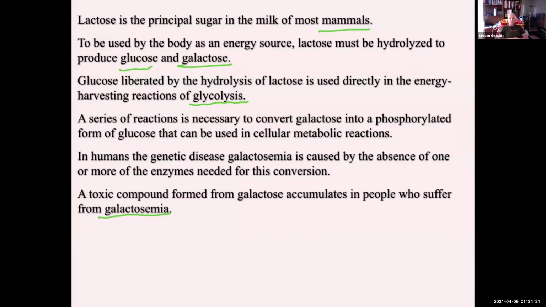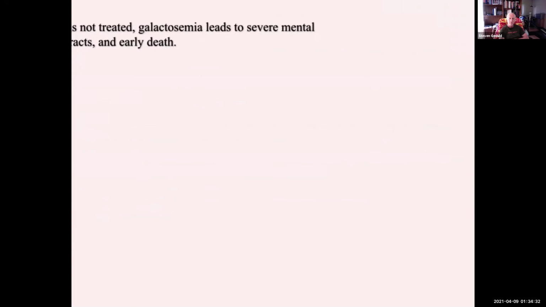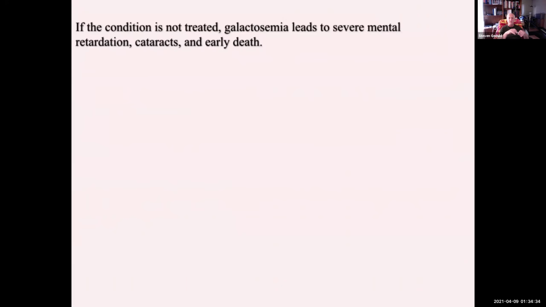So you're able to break the 1,4 linkage. You can use the glucose, but you cannot use the galactose. You can't phosphorylate it to put it back into the energy cycle. So this galactose builds up in patients with galactosemia. If not treated, galactosemia leads to severe mental retardation, cataracts, and early death. It just builds up in the body. You can't do anything with it, and it's a toxin. So it affects your eyes, it affects your brain, and then it leads to an early death.